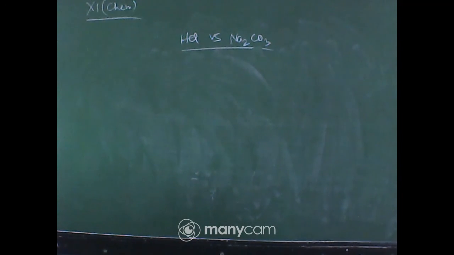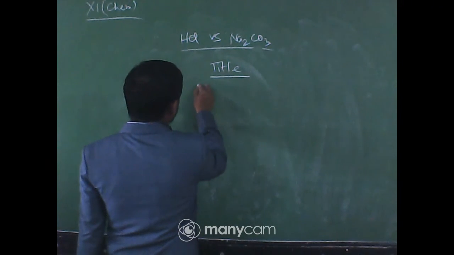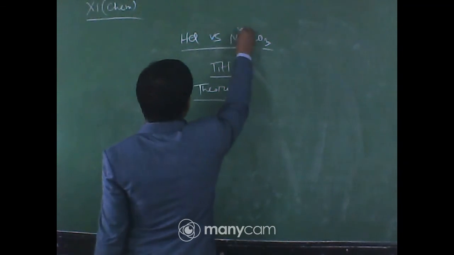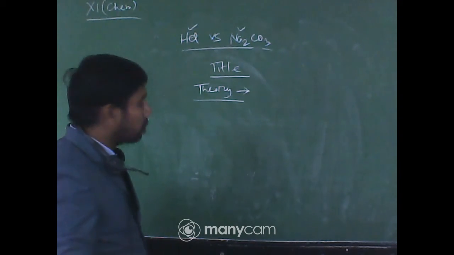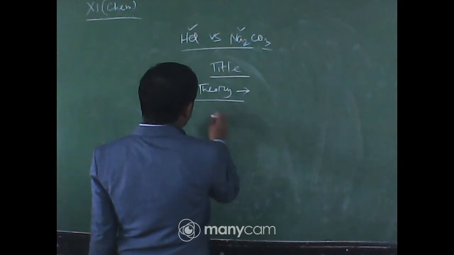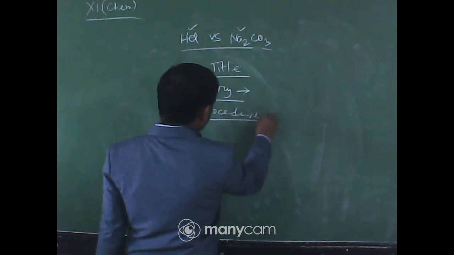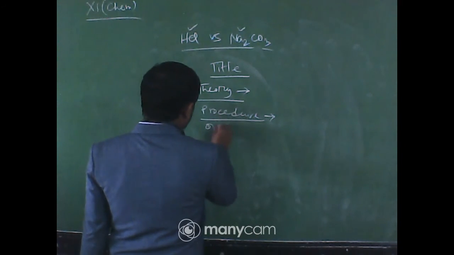Okay, so one practical of yours is clear, that is titration out of these two. So you have to write it in this way: first of all the title, number 2 is the theory. The theory contains whether this is a primary standard or secondary standard, or whether any standardization is required or not. No, there is no standardization required. After the theory, you will write the procedure. Okay, procedure, then observation.